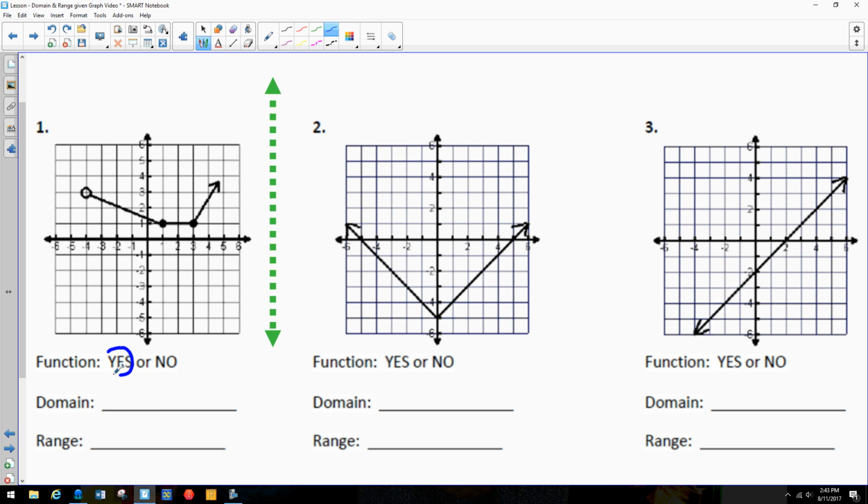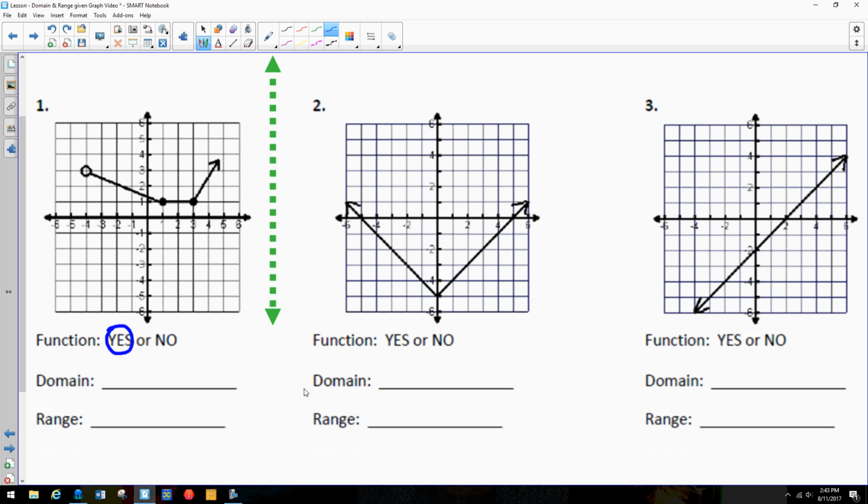Now, for domain and range, we're going to get into very specific notation later, but for now, I just want you to get the hang of what domain and range are. Domain is all of the x values that are a part of this graph. As you can see right here, we have an open circle. That means that value is actually not part of the graph, and that value falls at -4.